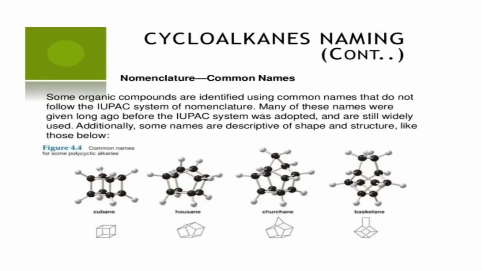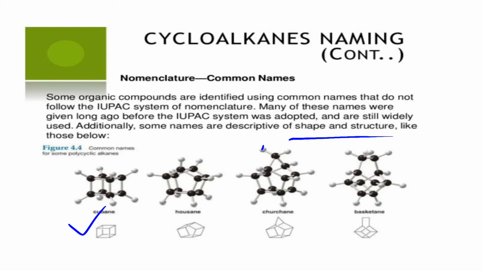Next, cycloalkane nomenclature: common names. This is the KUHS syllabus. Some organic compounds are identified using common names that do not follow the IUPAC system of nomenclature. Many of these names were given long before the IUPAC system was adopted and are still widely used. Additionally, some names are descriptive of shape and structure like those below. The common nomenclature is based upon their shape and structure.